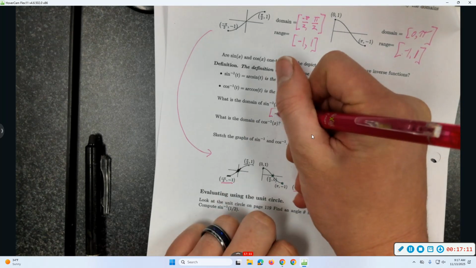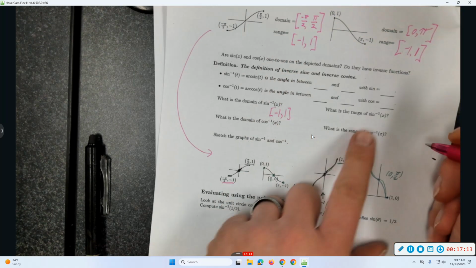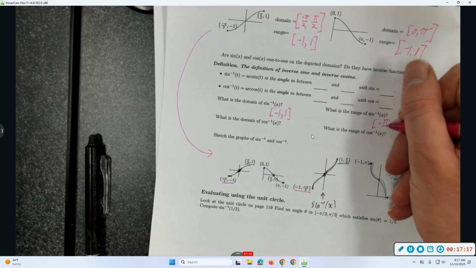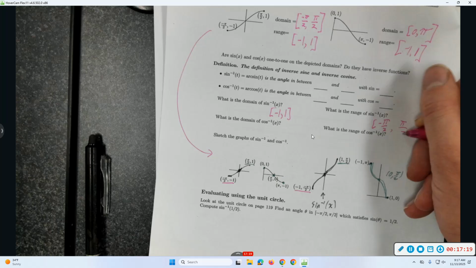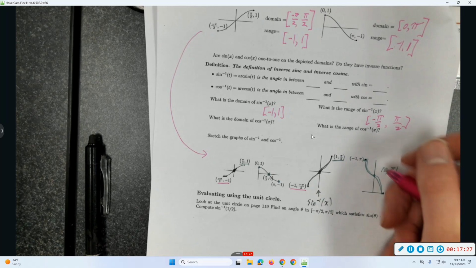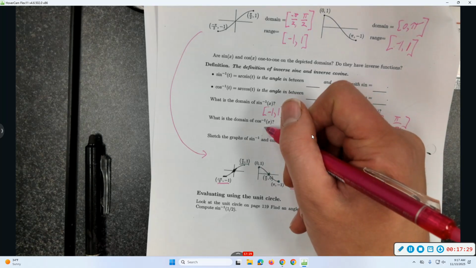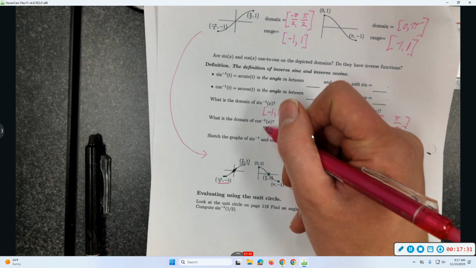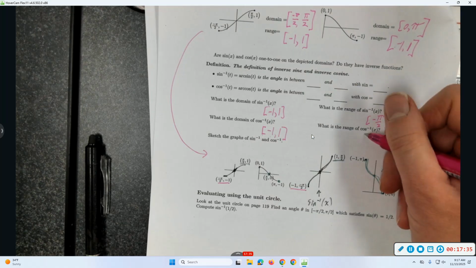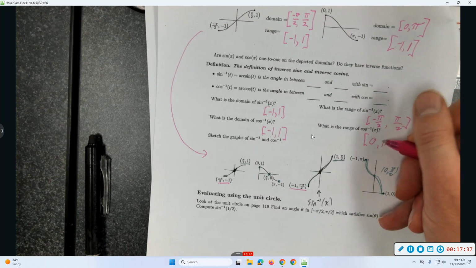Negative 1 to 1. What's its range? Negative pi over 2 to pi over 2. Oh, cool. Does that agree with the picture we drew? Nice. And let's do the same thing with inverse cosine. What should the domain of inverse cosine be? Negative 1 to 1. And what should its range be? 0 to pi.